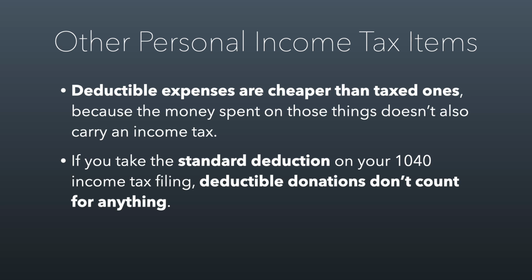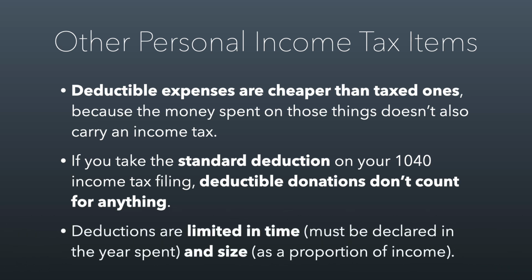If you use the standard deduction, it means that you can't itemize. And what that means is donations don't count for anything on your taxes. There's no tax benefit to donating if you take the standard deduction. And right now in the United States, about 90% of Americans take the standard deduction rather than itemizing. So 90% of Americans that donate to charity don't get any tax benefit for donating to charity.